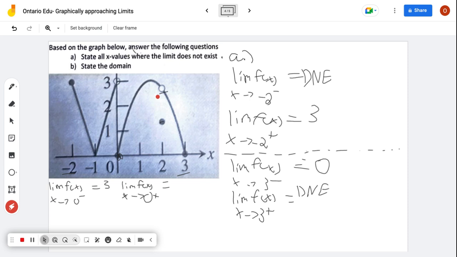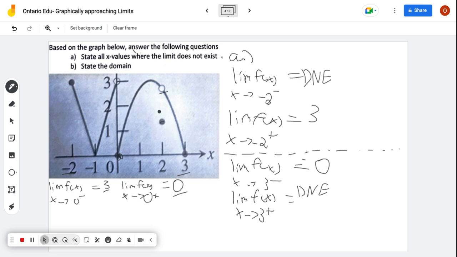Alright, from the right hand side, let's follow the graph until we reach 0. Goes here, and we stop here. And the y value is 0. Now, since these two values are not equal, we can conclude that the overall limit does not exist here.